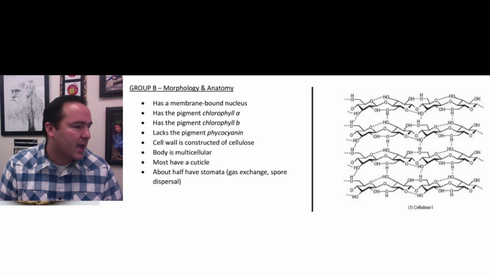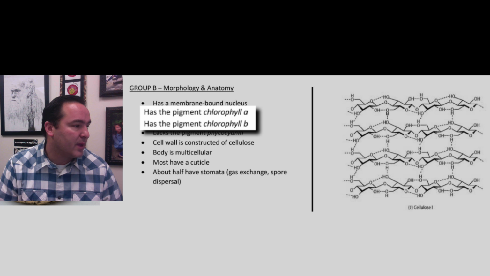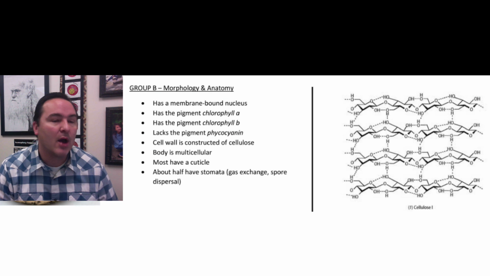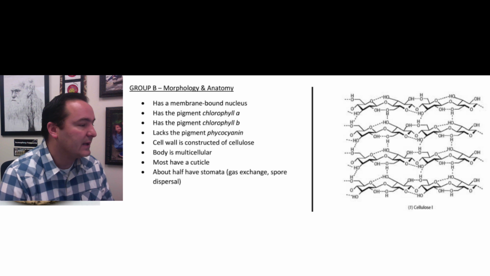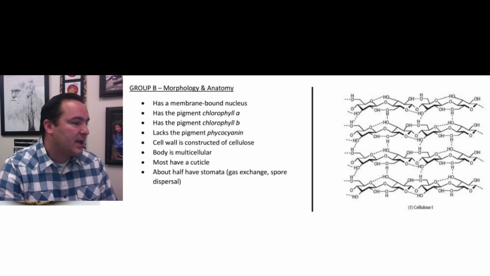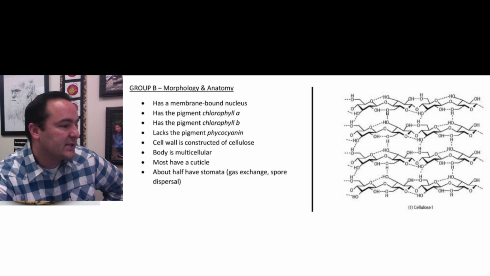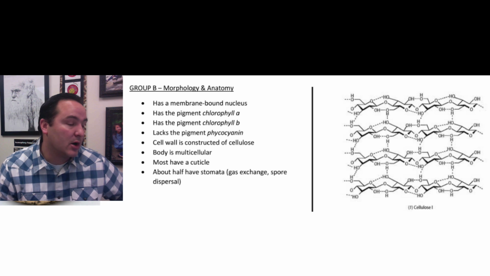Maybe like Group A, Group B also has chlorophyll A and B, which indicates that it can live on land and can use a broad range of different wavelengths of light. And because Group B is also multicellular and has the presence of a nucleus, perhaps we might conjecture this group is also possibly a sexually reproducing type of organism.